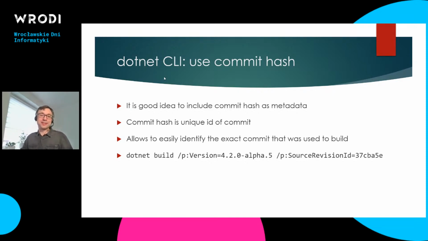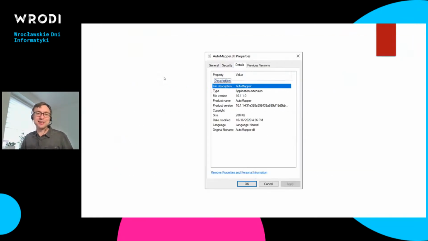And just to prove that all this talking was not about something imagined, I wanted to show you a real world case. This is AutoMapper DLL properties. AutoMapper is one of the most used libraries in the .NET world, and they do follow those conventions. So they have the semantic version format, 10.1.1 in this case, plus the commit hash included in the stable version.